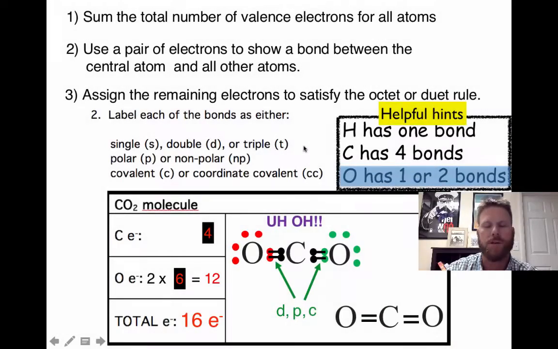You should have come up with something like this. There's a double bond between carbon and both oxygens. I do want to point out here that you should not have made a triple bond, because if you look at my helpful hints here, oxygen can only form one or two bonds. It cannot form three bonds or a triple bond. So the only way to do this is to form two double bonds between carbon and both oxygens.